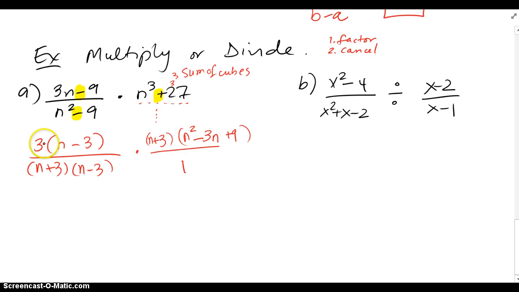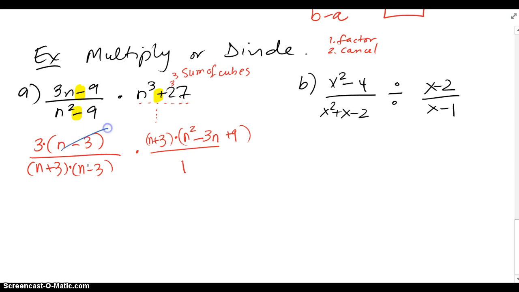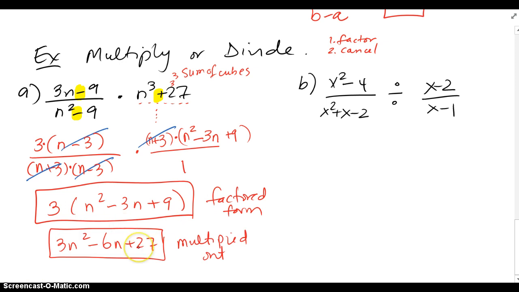Now that I have these guys multiplied and they're no longer linked, I can go and get rid of common factors. So this goes away with that, this goes away with that, and the only things I have left over are the 3 and this trinomial n squared minus 3n plus 9. So I can leave it like that in factored form, or distribute the 3n and have it in the multiplied out version.